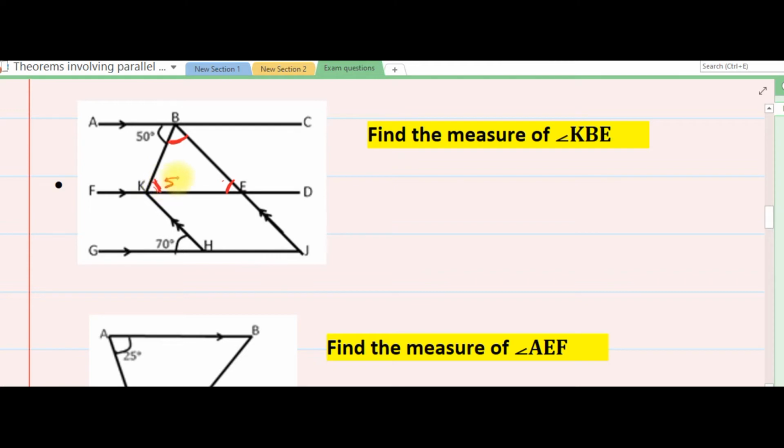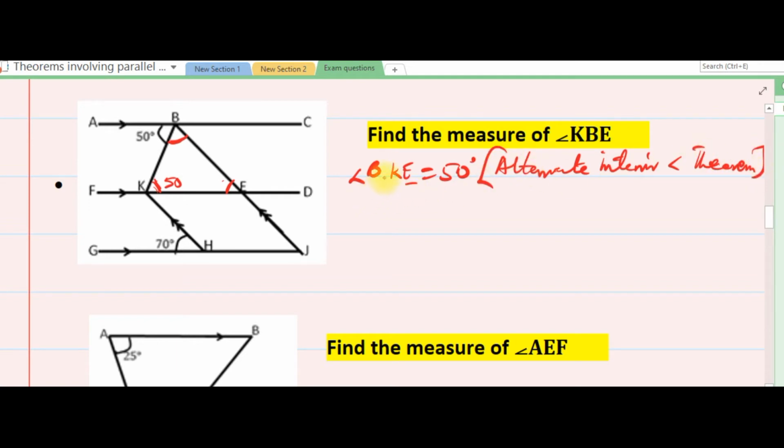This is 50. You know why? These two lines are parallel. This is a transversal. So angle BKE is 50 degrees. Why? Alternate interior angle theorem. So that's the first thing we know here.